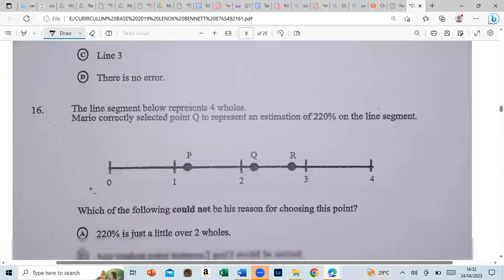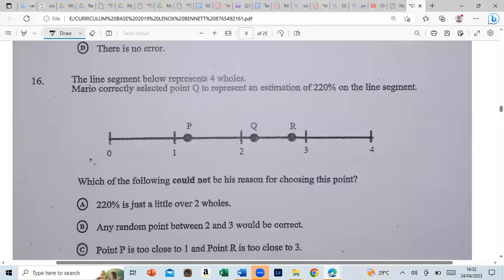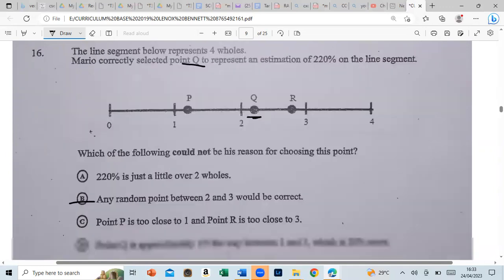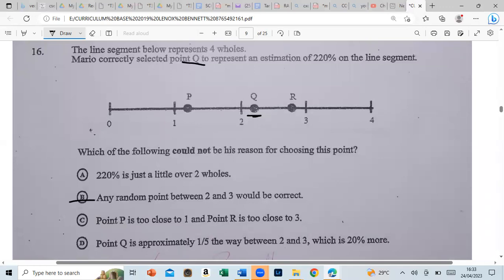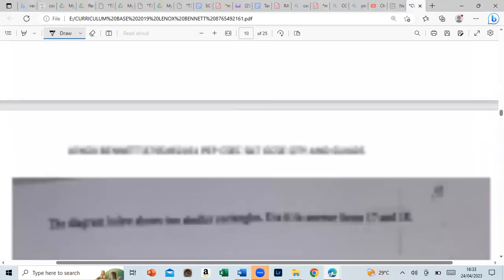The line segment below represents four wholes. Mario correctly selects point Q to represent an estimate of 220% on the line segment. Which of the following could not be the reason for choosing this point? So it would end at point Q. 220% is just 2 and a bit wholes. Any random point between 2 and 3 would be correct. I'm going to go with B. Point P is too close to 1 and R is too close to 3. Yes, I'm sticking with my gut feeling.